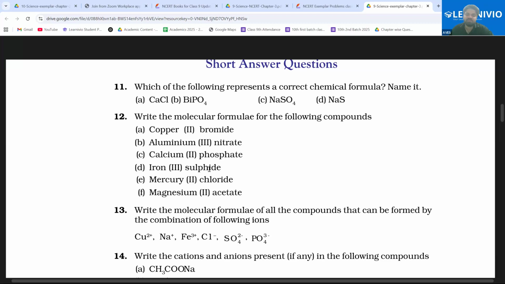Do question number 11 and 12 first. That is very important. You can take the help of the valency chart that we have already written in your notebook if you don't know. If you're getting stuck, you can take help from that also. But you have to start writing question number 11 and 12. That is very simple. Please try it.